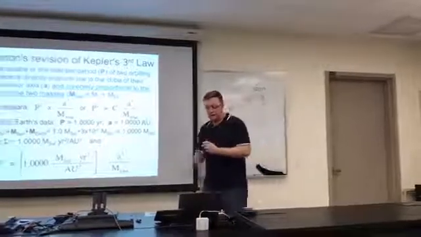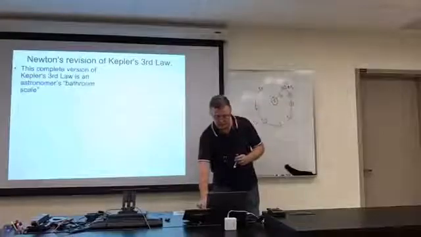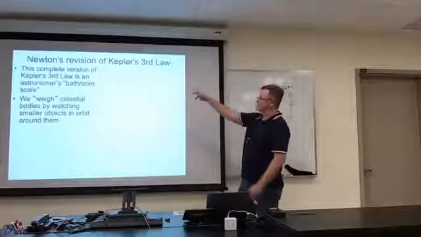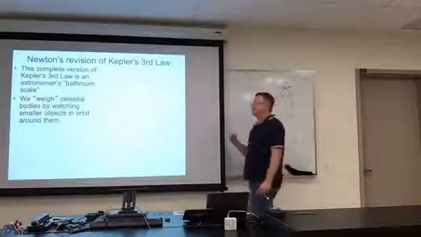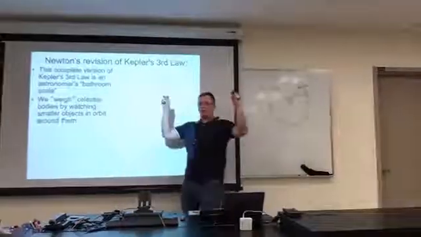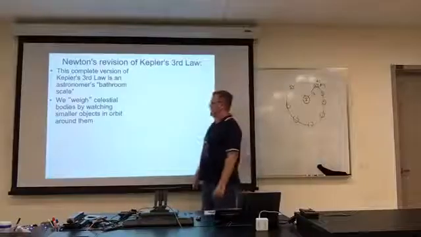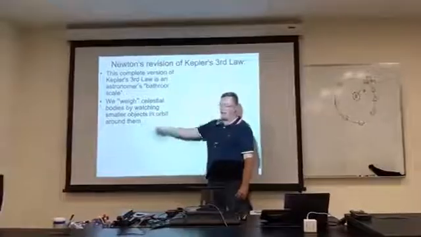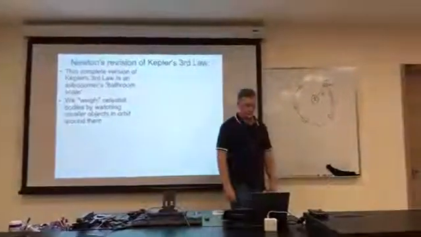And so Newton's revision of Kepler's third law is an astronomer's bathroom scale. It's how we weigh celestial bodies by watching smaller objects orbit around them.